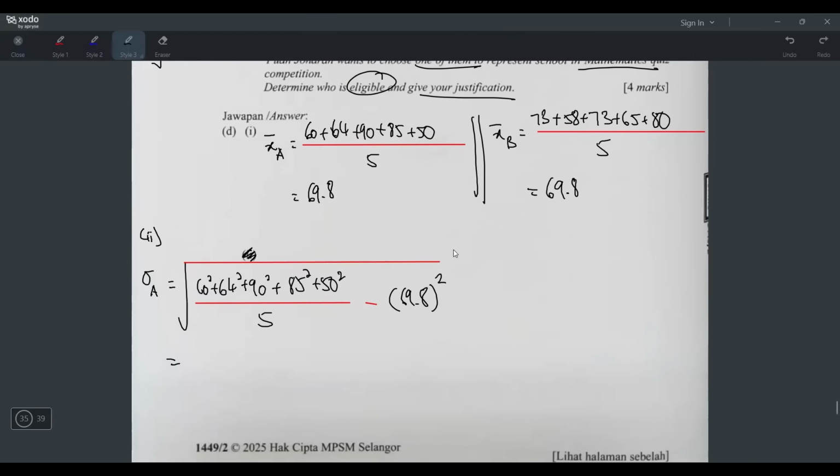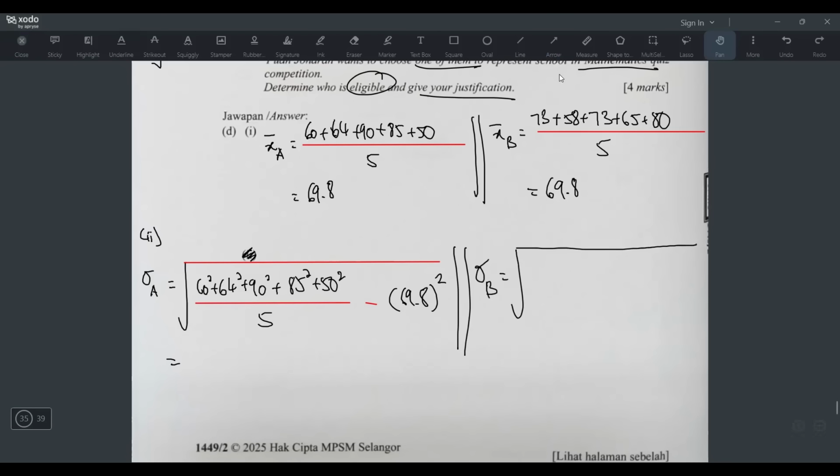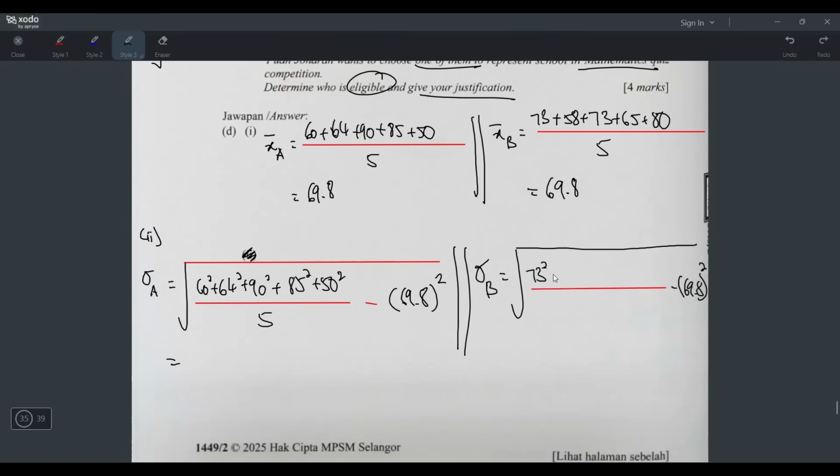I write down the formula for Brian also. Same thing: square root, and then draw a line, and then minus mean square. And the mean will be 69.8 also, because they both have the same mean, right? And then this one is 73 square plus 58 square plus 73 square plus 65 square plus 80 square. Basically all the data square and then add up, and then divide by n, which is 5, and then minus mean square and then square root.